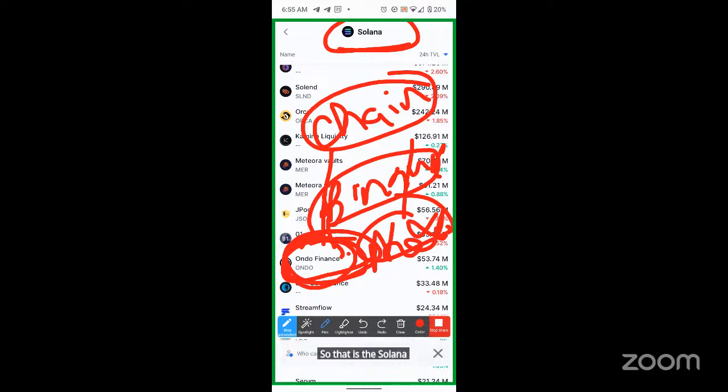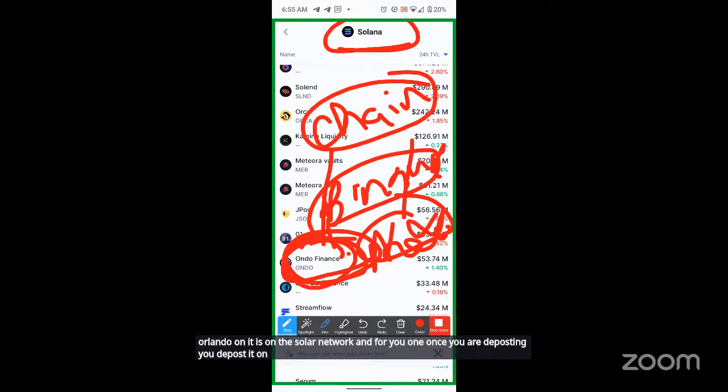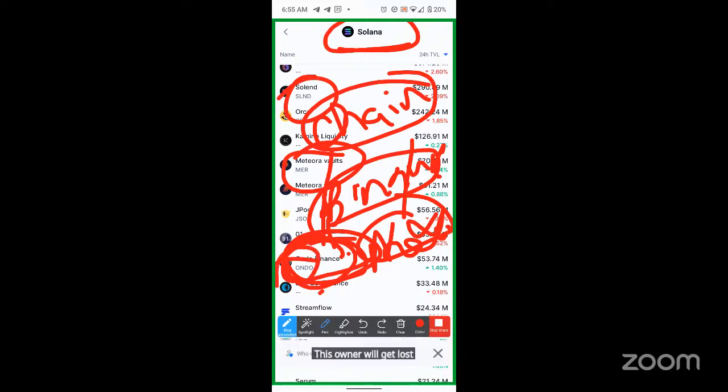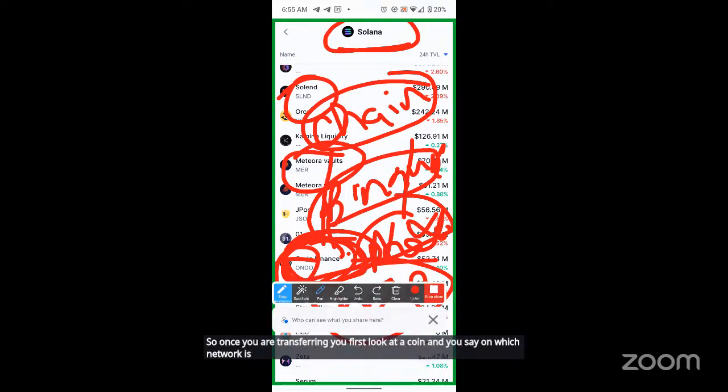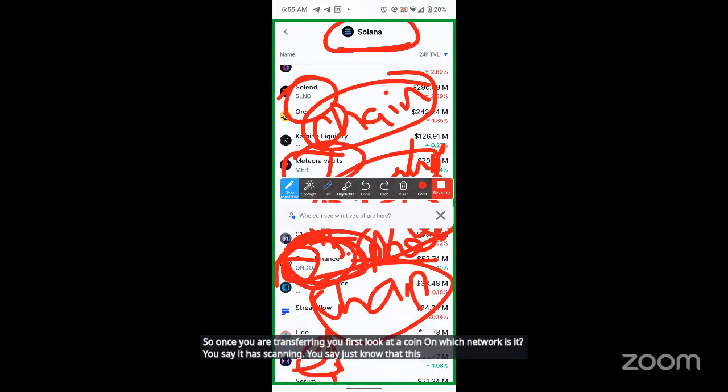Once you transfer Ondo on the Solana network, and you deposit on Avalanche, or you deposit on MetaVault, or you deposit on Solend, this Ondo will get lost. Why? You have used a different chain. So once you are transferring, you first look at a coin and ask, on which network is it? You check Etherscan and just know that this one is Ethereum. So you make sure in your transfer you want to use Ethereum.